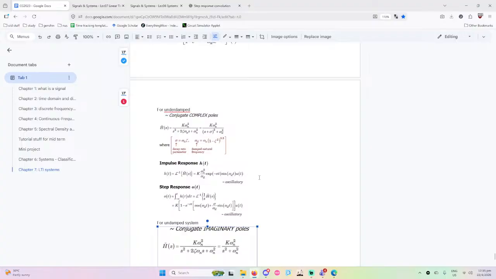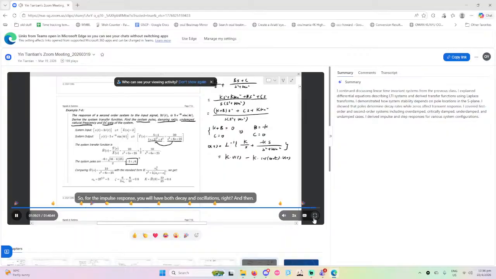Okay, so we know that x(t) is equal to 2 delta(t), therefore the corresponding Laplace transform will be 2, and y(t) is equal to 5 times e to the power of minus 3t times sine 4t, therefore Y(s) will be equal to 20 over s square plus 6s plus 25. When you look at this term, you can always represent it in this form. So you will find that the system poles will be equal to minus 3 plus or minus j4. So for the impulse response, we will have both decay and oscillations, right?